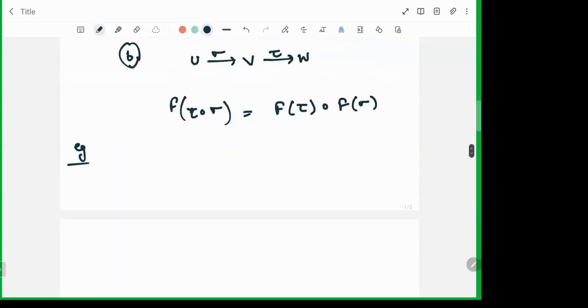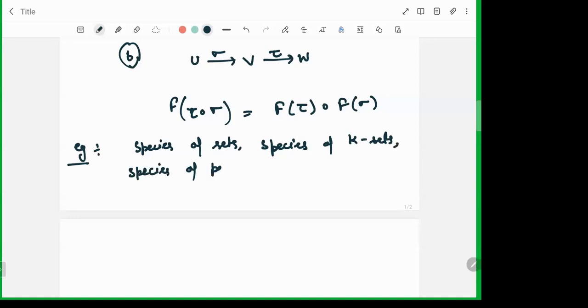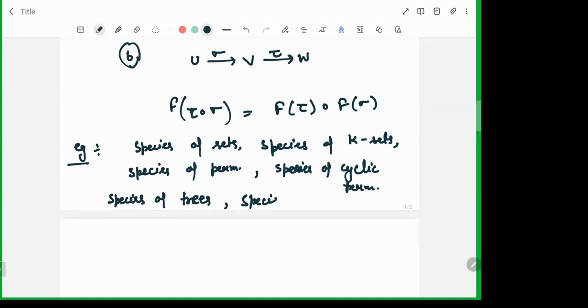Then we saw several examples, like we did last time. I'm just recalling. We saw the species of sets, species of k-sets, species of permutations, species of cyclic permutations, species of trees, species of linear orders. All this we have done.